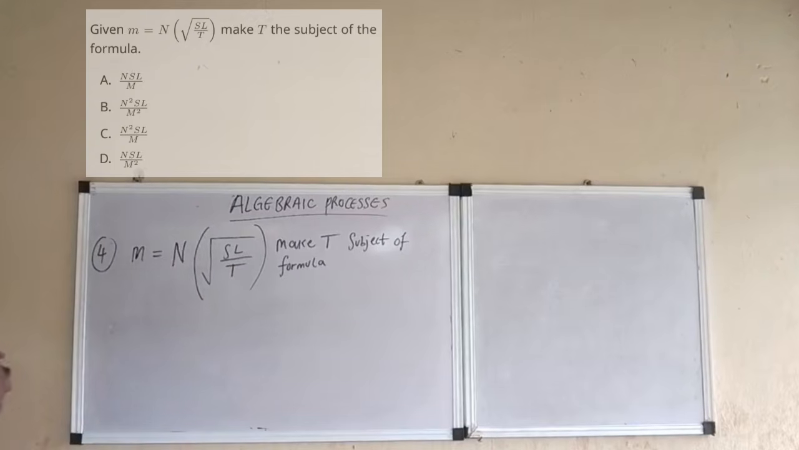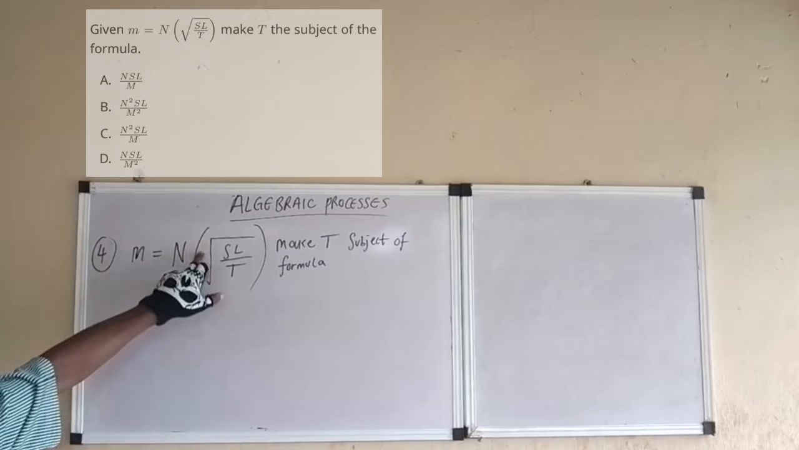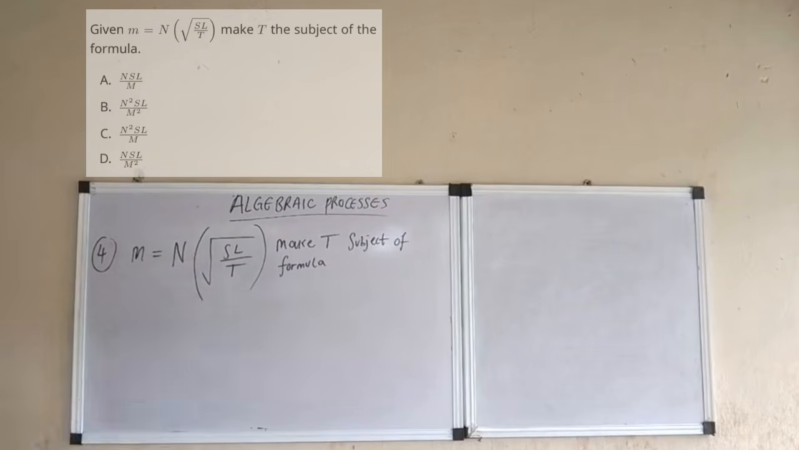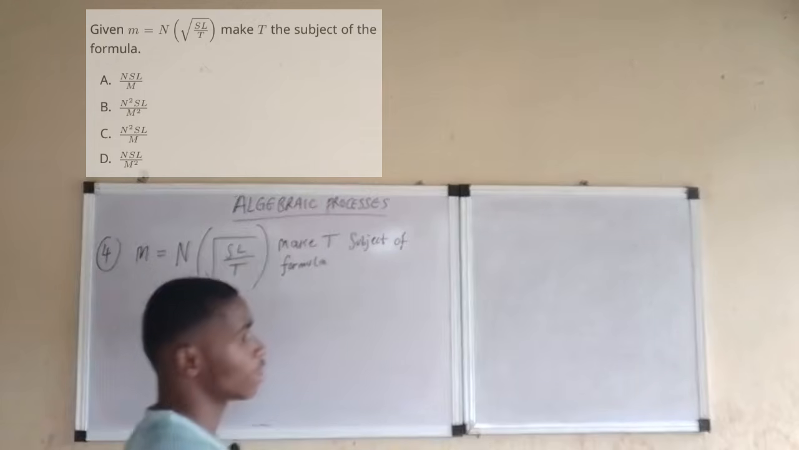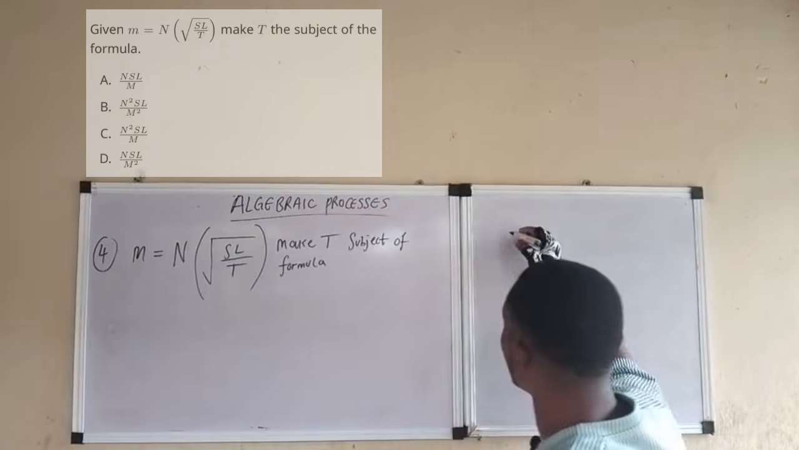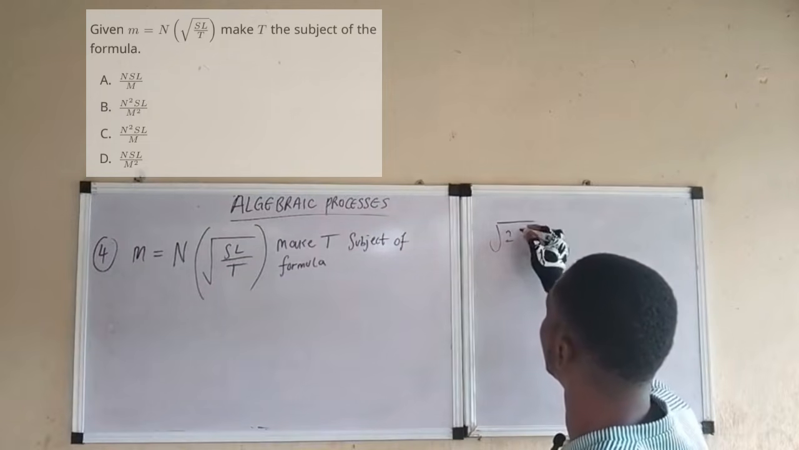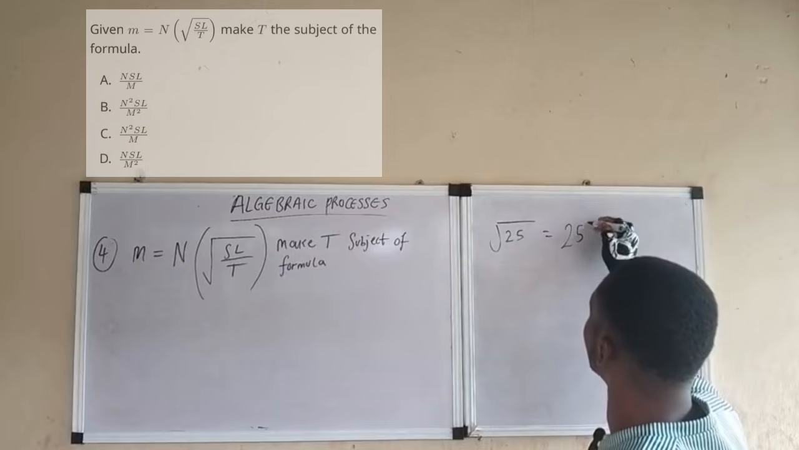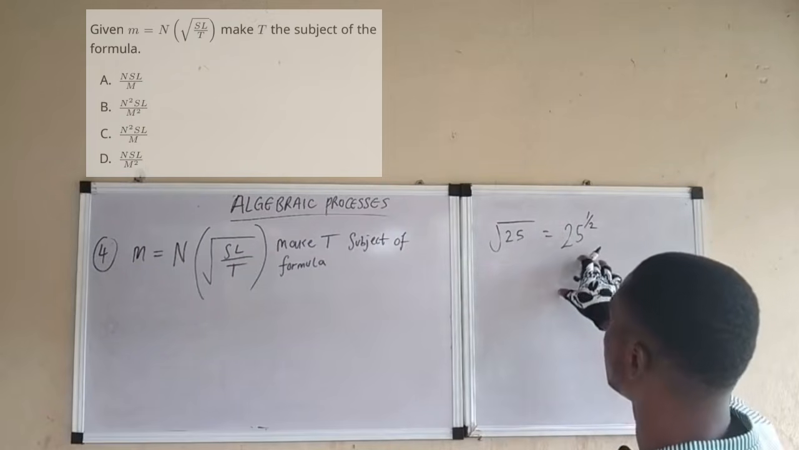So, what you want to do, first of all, is to try to eliminate this square root sign that is bounding t so that t can be free. Do you understand? So, let's see how we're going to do that. To do this, you have to raise both sides of the equation to the power of 1 over 2. Now, one thing you need to note is that when a square root is on a number, for example, the square root of 25, it can also be rewritten as 25 raised to the power 1 over 2. That is what it means.